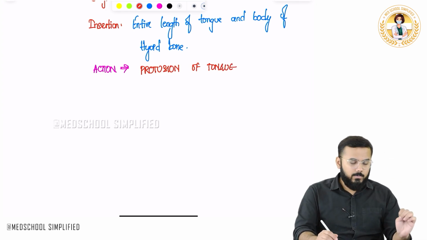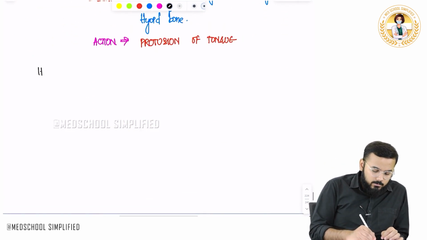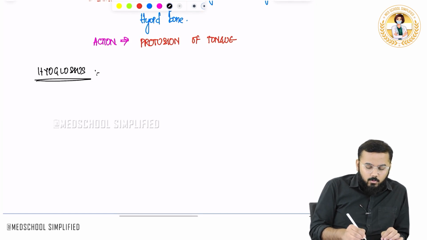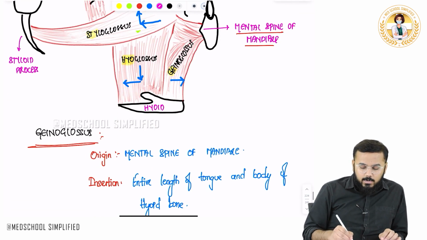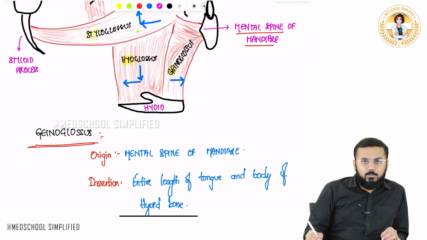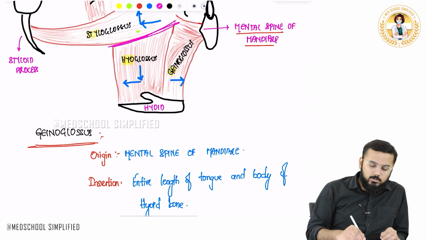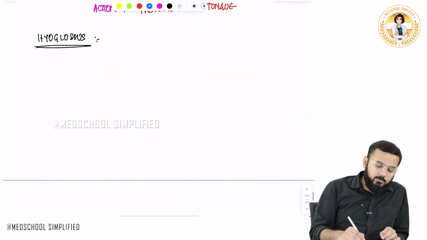Protrusion of your tongue, right. Second important muscle we shall be discussing is hypoglossus. Now, when it comes to hypoglossus, from where did it start? Hypoglossus started all the way from the hyoid bone and up it attached to the lateral aspect of the tongue. You see, this is called your lateral aspect of the tongue, right? So, from the hyoid bone up to the lateral aspect of the tongue.